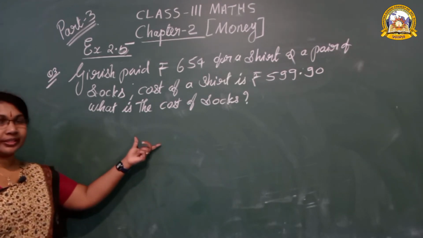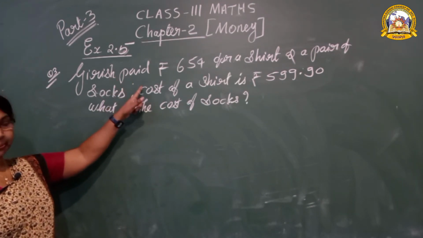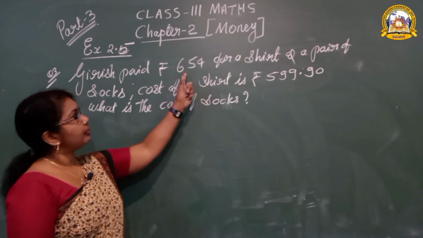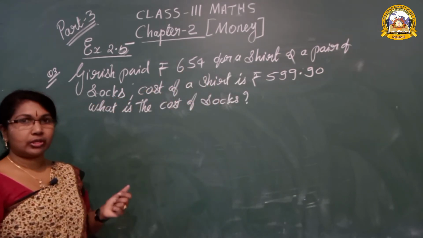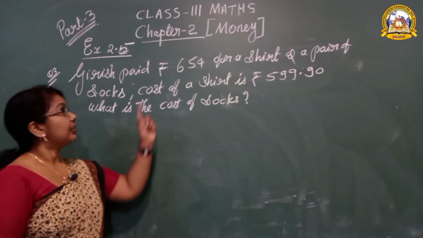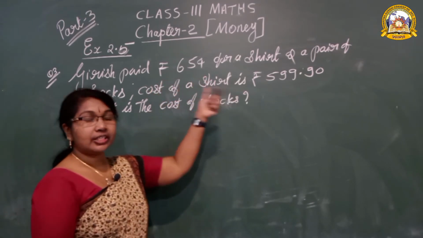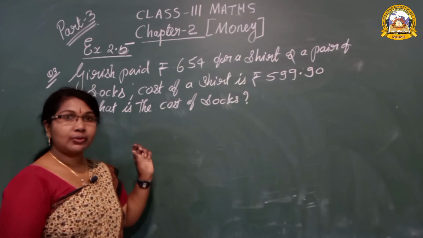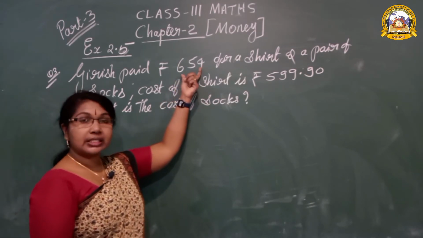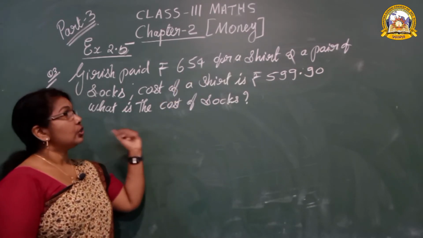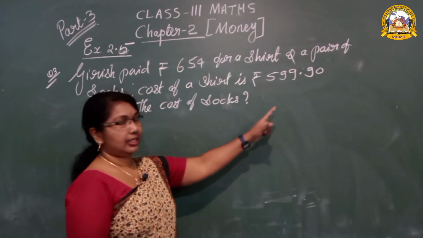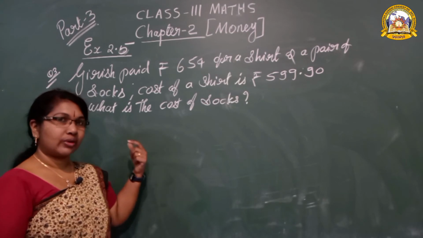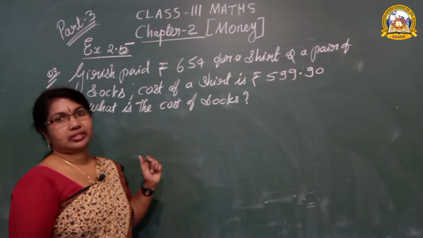Listen students, read the question. Girish paid rupees 654 for a shirt and pair of socks. He bought two things. Which things? Shirt and socks. For both, how many rupees did he pay, child? 654 rupees. So the shirt cost is 599.90. We have to find out what is the cost of socks.